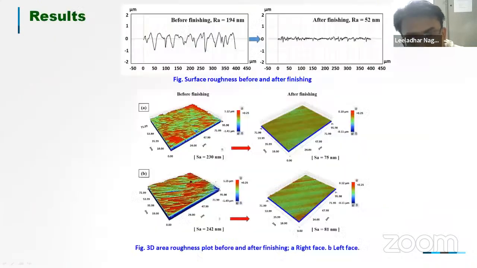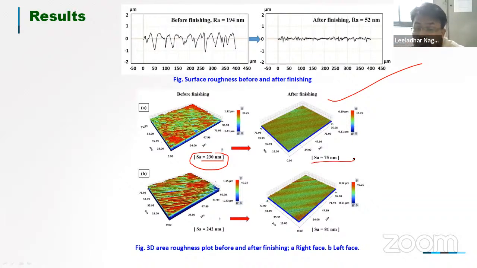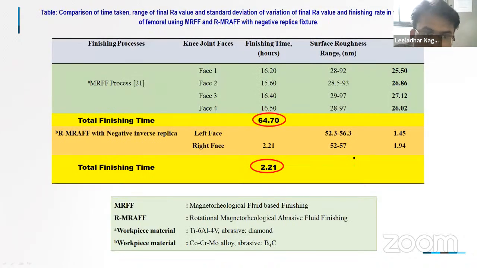Okay, so this is again the 2D and 3D view of the surface. Before finishing, the surface roughness was 230 nanometers, and after the finishing, we are getting 75 nanometers. So you can see the novelty of the developed process and developed fixture here.